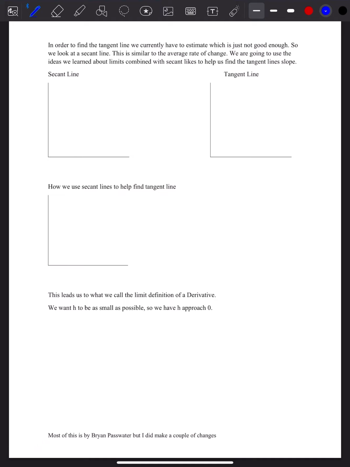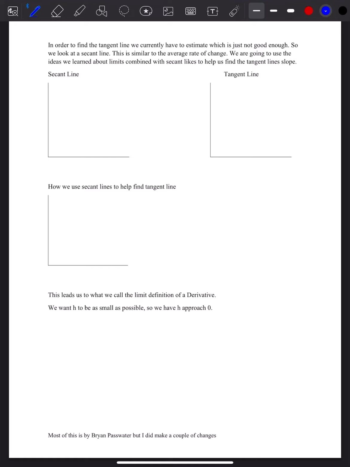So we need to have this discussion about a tangent line. In order to find a tangent line, we currently have to estimate, which we know after a certain point in time is just not really helpful. So we are going to look at what is called a secant line to help us out here. A secant line is like the average rate of change.